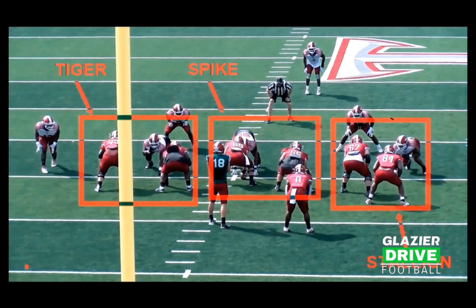The way we call these clusters is the playside tackle and guard, again, they're running a tiger. That's what their cluster is called. Backside guard and center is called a spike. Again, all of our backside doubles start with an S. And then backside tackle and tight end is a stallion, which starts with an S.